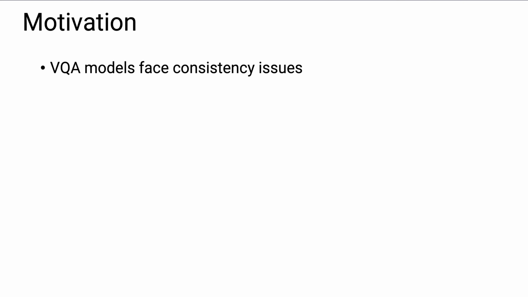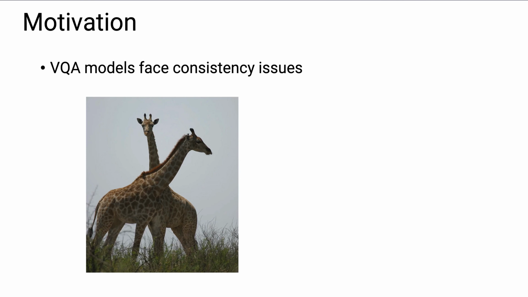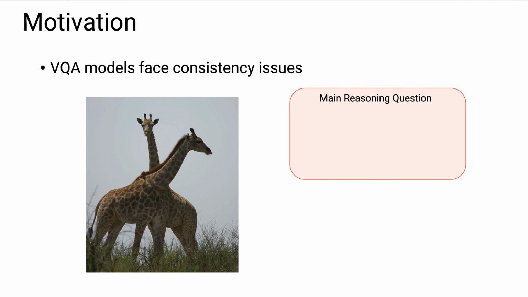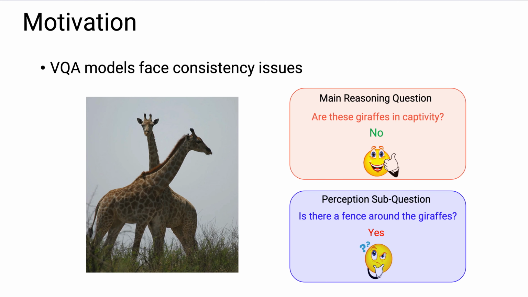Current visual question answering models often are not consistent. For instance, they might think that these giraffes are not in captivity, but also think that there exists a fence around them, which is confusing because one would think that it might rely on the fence to decide if the giraffe is in captivity. This makes it hard to trust these systems.